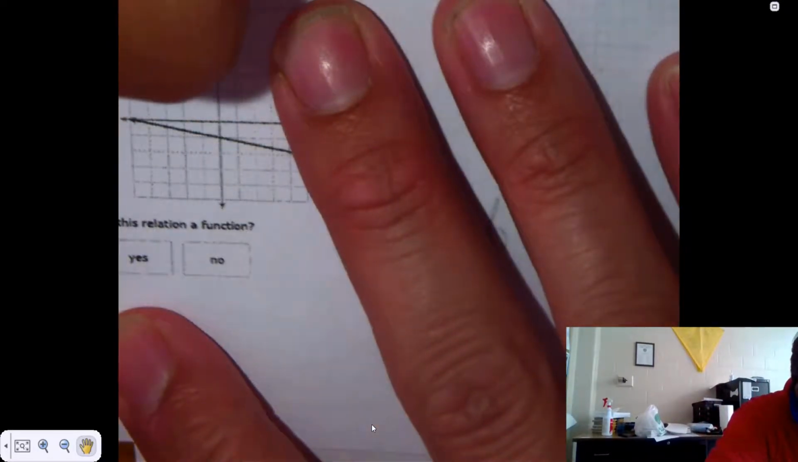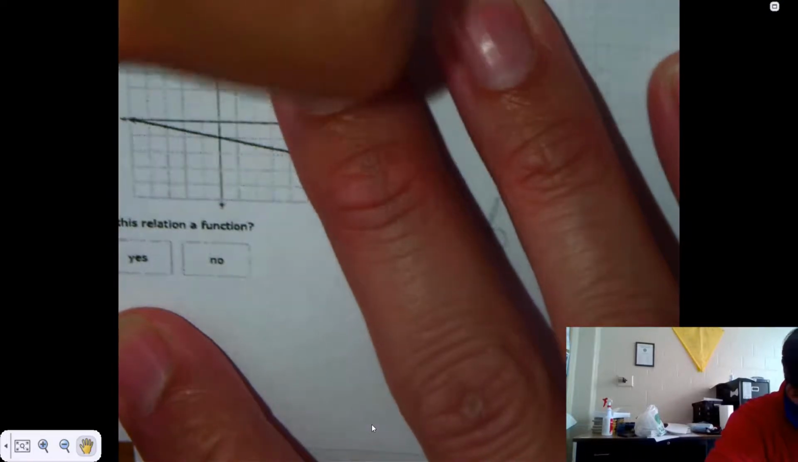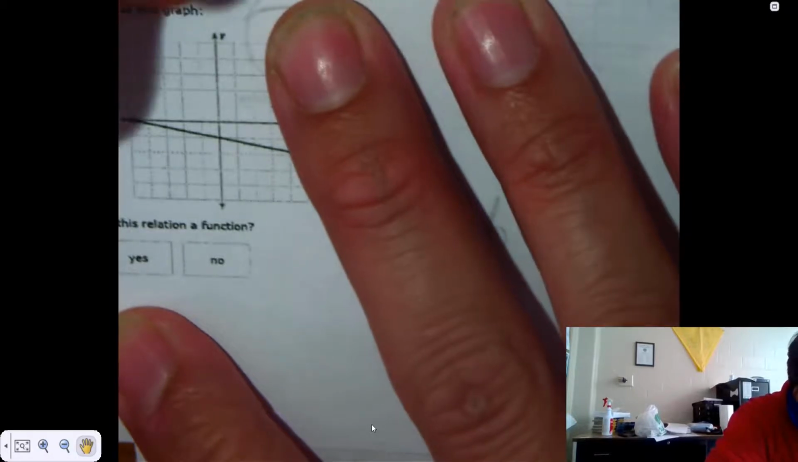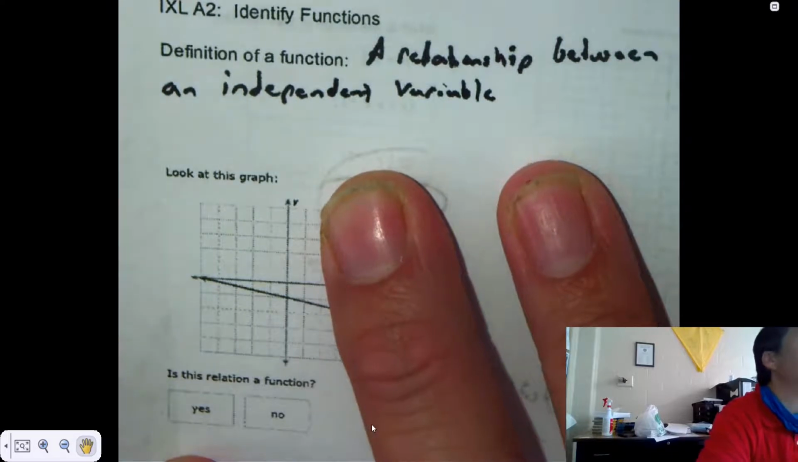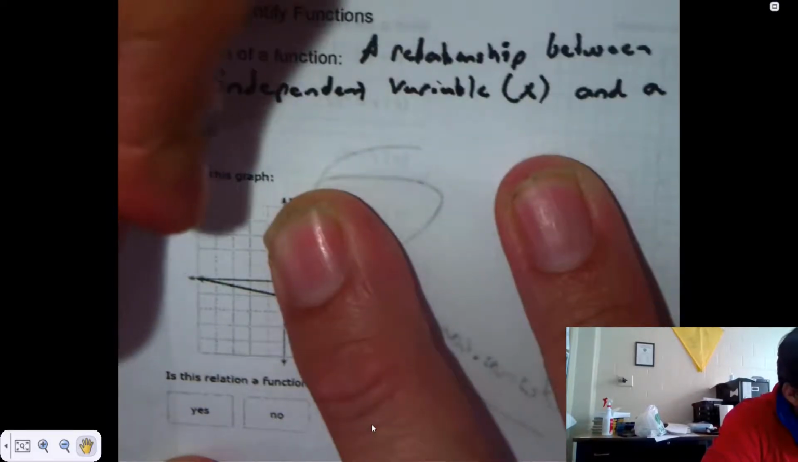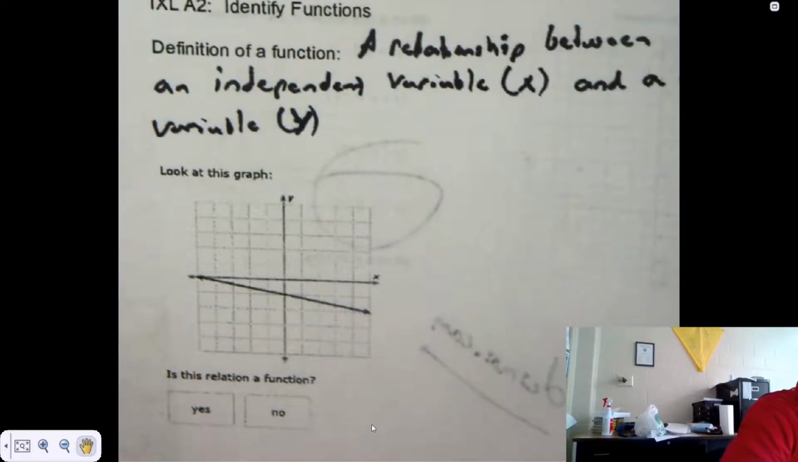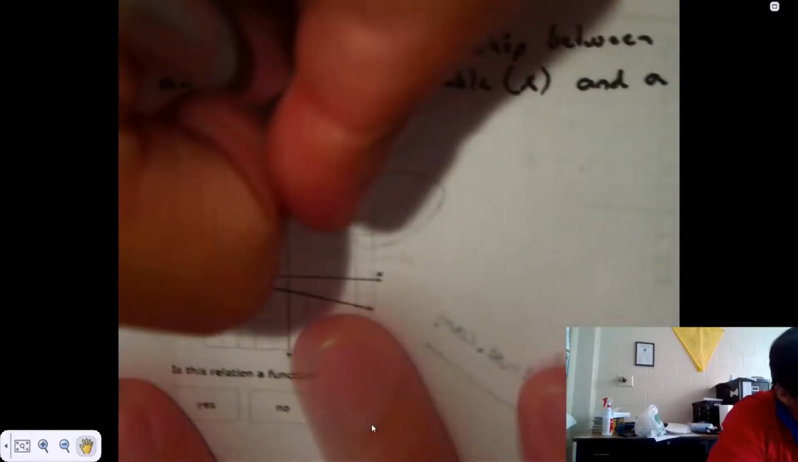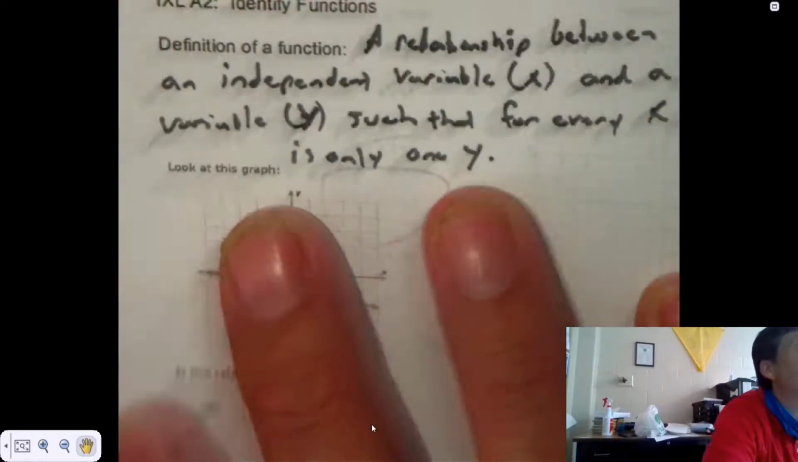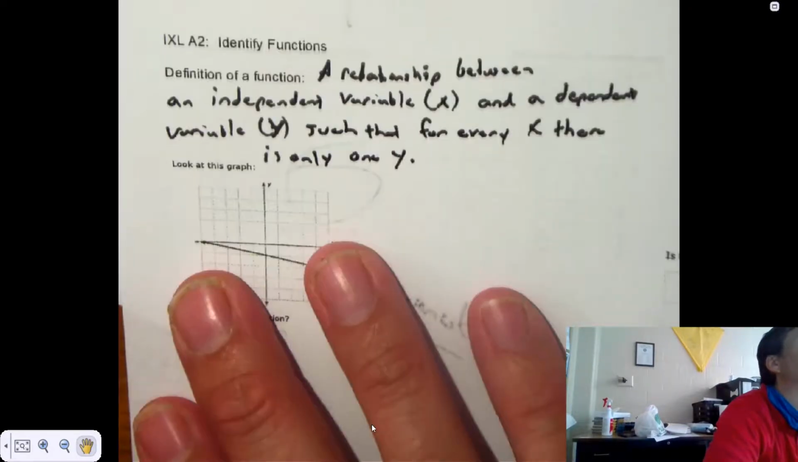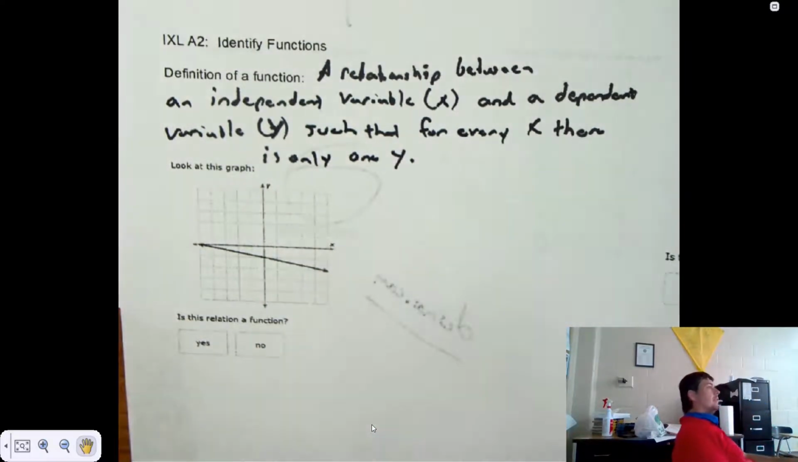A function is a relationship between an independent variable that we call x and a dependent variable that we usually call y, such that for every x, there is only one y. That's the long mathematical definition of a function.